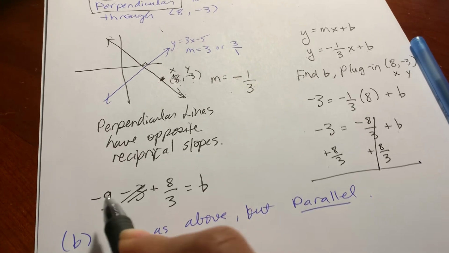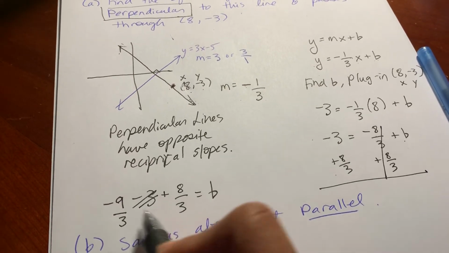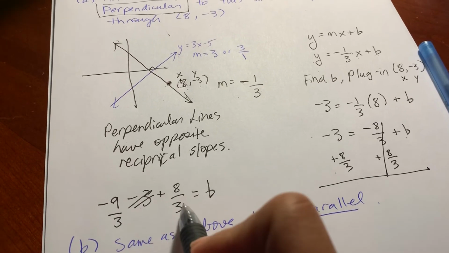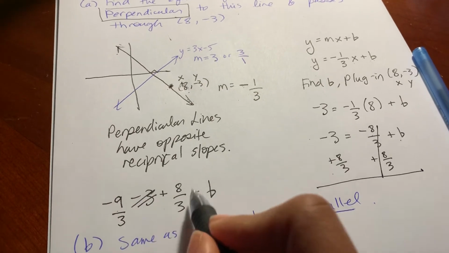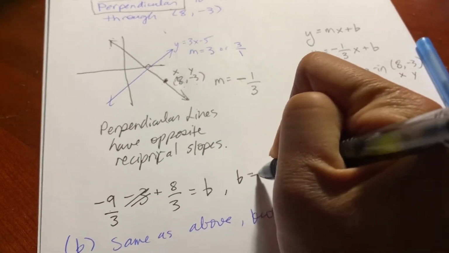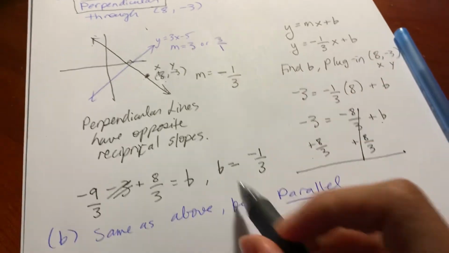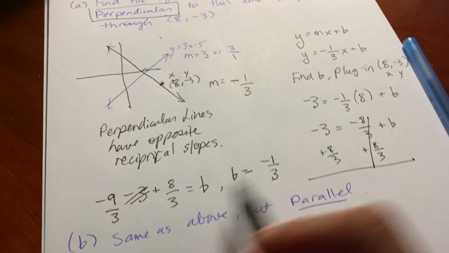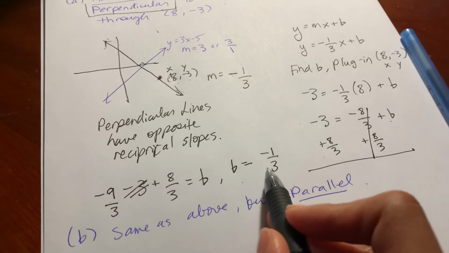And then I'm going to add these two fractions. So negative 9 plus 8 will give me negative 1/3. So b is equal to negative 1/3. Or you could plug it into your calculator and you'll see that b is negative 1/3.